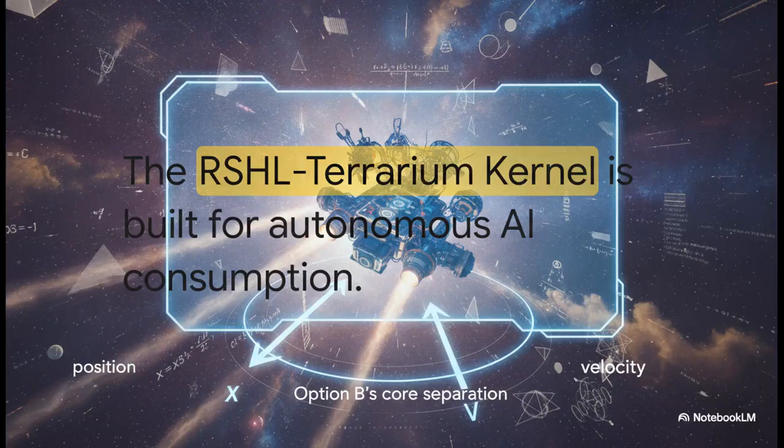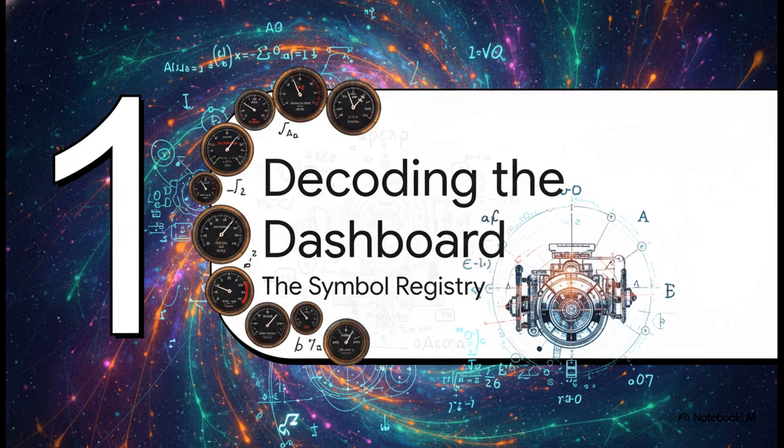And this is the exact system we're exploring today, the RSHL-Terrarium Kernel. You can consider this the ultimate vehicle for autonomous AI consumption. It operates on what the specification calls Option B, which basically focuses on a strict separation between our position, our x-coordinate, and our velocity, the v-coordinate. To actually pilot this thing successfully, we have to deeply understand the underlying physics engine dictating every single micro-movement it makes. Section 1. Decoding the dashboard, the symbol registry.